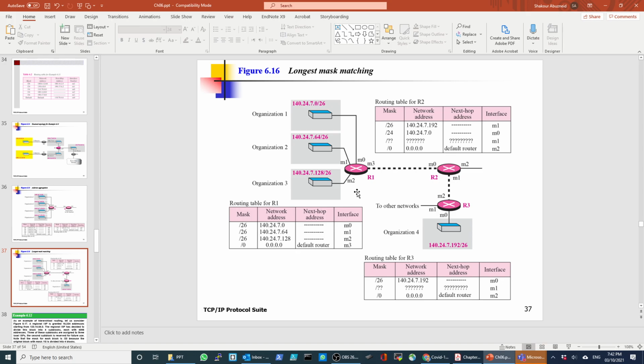So longest mask matching. As you see in this network, this is /26, /26, that's fine. So there are three networks and there is R2 in here. And the routing table for R2: /26, 140.24.7.192, and then 140.24.7.0/24, and then whatever in here, and then the default router.